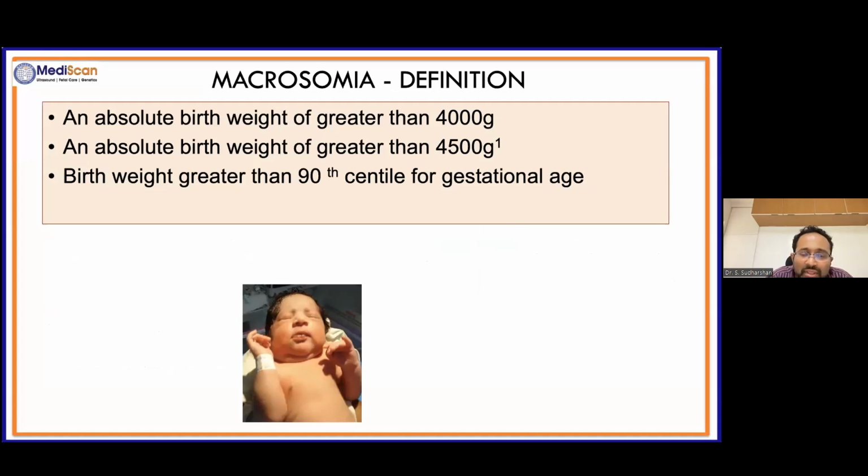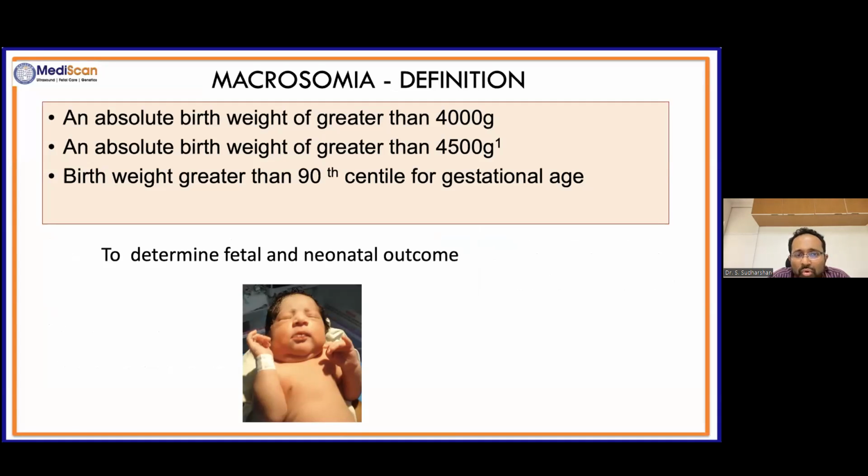Macrosomia is basically defined as an absolute birth weight of more than 4 kg, or severe macrosomia, where the complications are more, as a birth weight of more than 4.5 kg, or a birth weight greater than the 90th percentile for the gestational age.